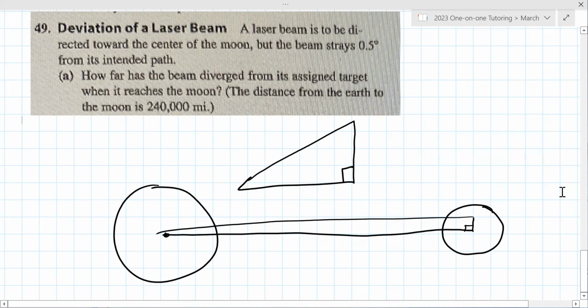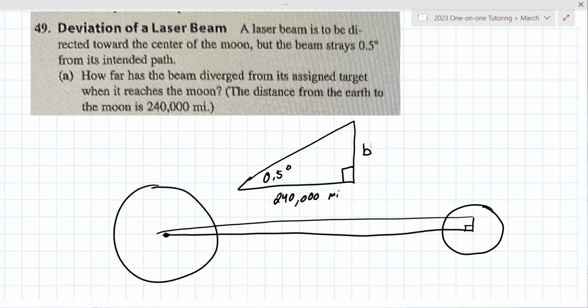It says here it's 0.5 degrees, and the distance to the moon is 240,000 miles. Is your triangle labeled like this? I put the degrees, but I forgot to put the 240,000. The question is asking how far it has diverged, so it's this height here that we're trying to find. That's the last little piece.